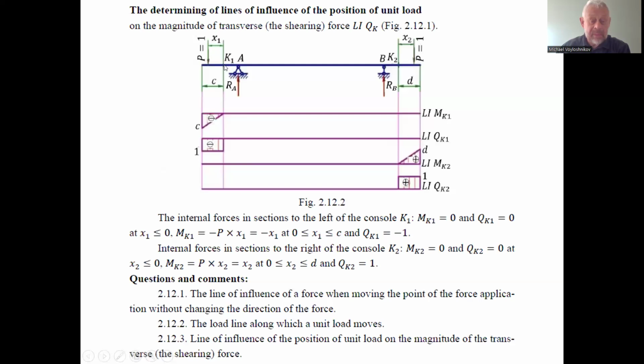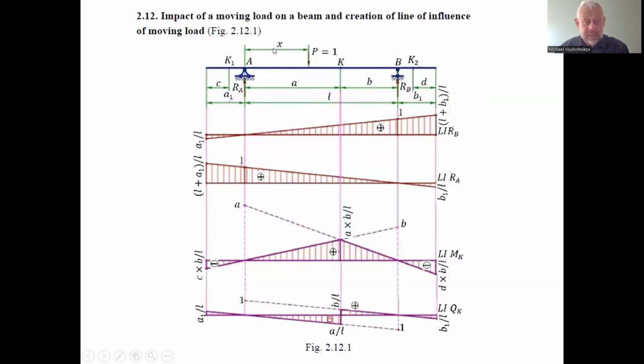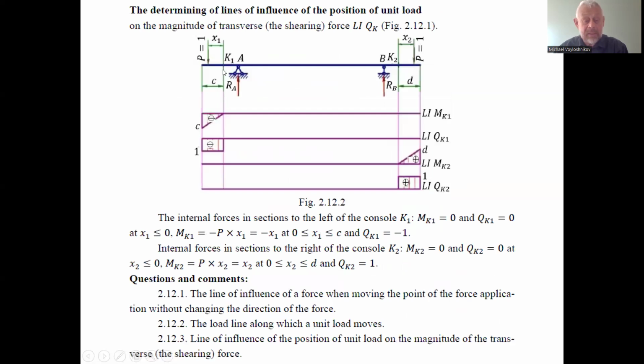If we take any place here, and we need to find the line of influence for the location of the unit load to the left of the console K1, we can do the balance equations and find that in the assigned intervals of the magnitude. x1 and x2 are other variables than the previous one we considered for this line of action. We considered x beginning from the reference point A, and for the console parts we consider x from the points assigned K1 and K2.